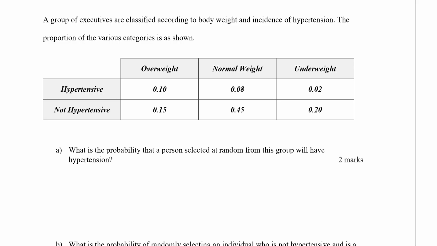Welcome. So in this video, we'll be answering this question. It says a group of executives are classified according to body weight and incidence of hypertension. The proportion of the various categories is as shown, and here it is right here.